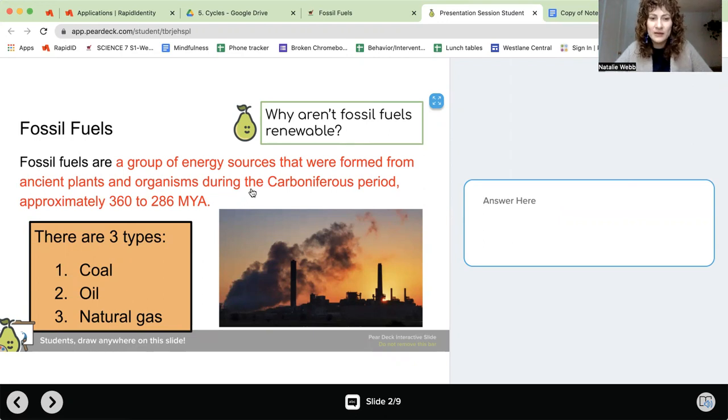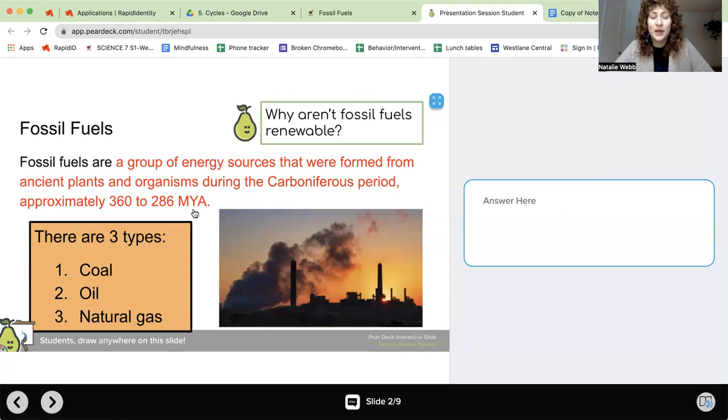So Carboniferous period, notice how it has carbon right in the name, because this was a time on Earth, an ancient time on Earth, hundreds of millions of years ago, where there were a lot of swamps and a lot of plants, and it was almost like all the land on Earth was like a tropical swamp environment.